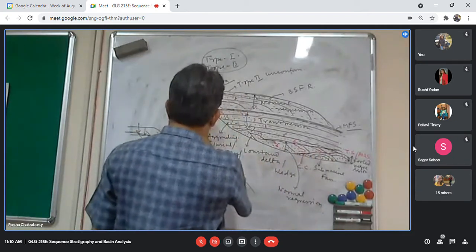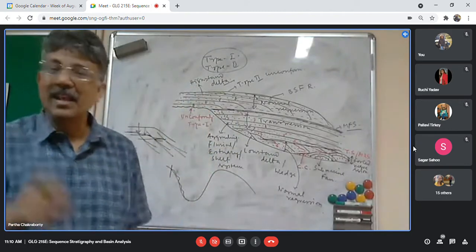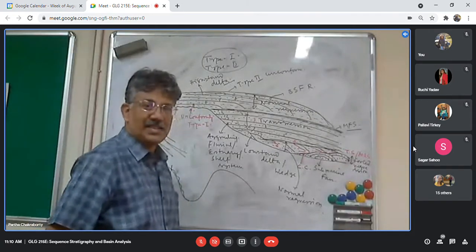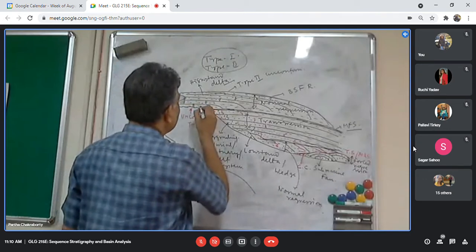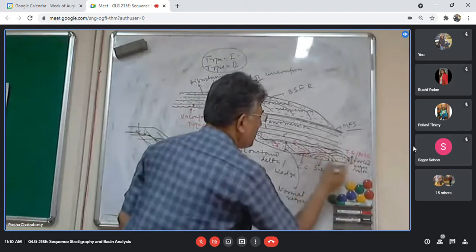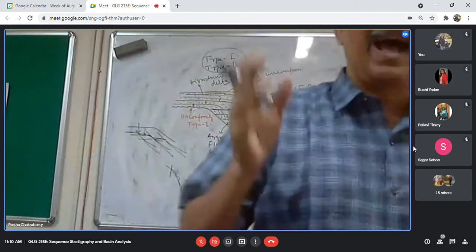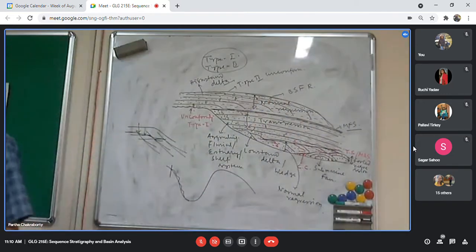So what will happen when there is a type 1 unconformity formation, a base level fall? There will be channel incision. And the sediment of the channel incision will be deposited at the base of slope in the form of submarine fan. Now this submarine fan and all these environments I have already discussed in the sedimentology course. So no repetition here. We will only discuss what environment and what condition it is forming.